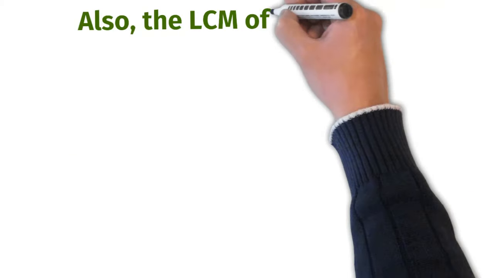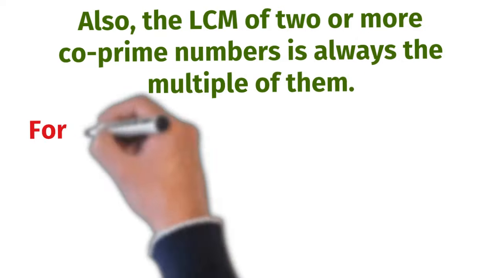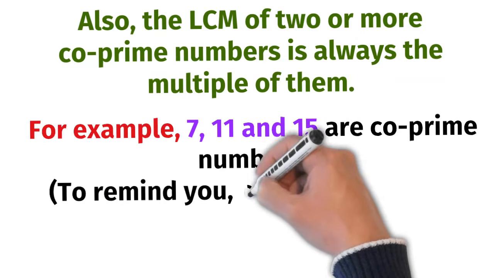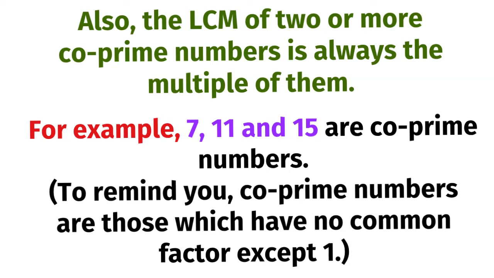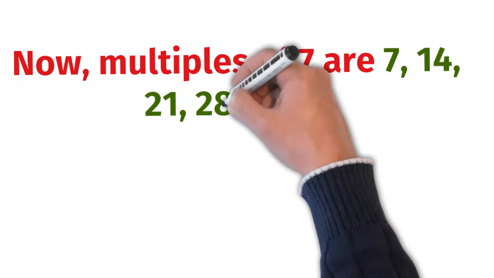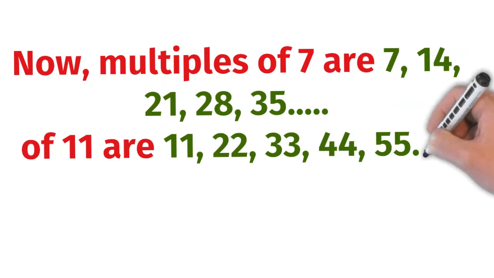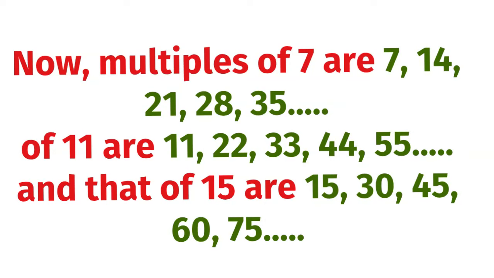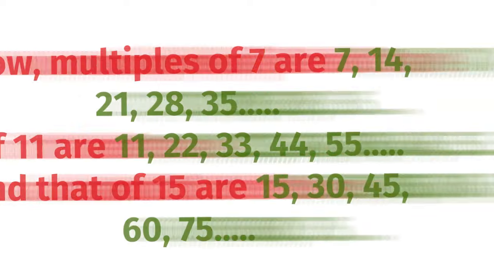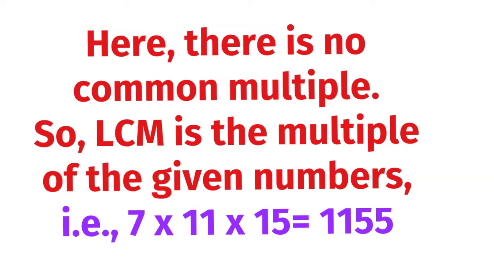Also, the LCM of two or more co-prime numbers is always the multiple of them. For example, 7, 11 and 15 are co-prime numbers. To remind you, co-prime numbers are those which have no common factor except 1. Now, multiples of 7 are 7, 14, 21, 28, 35, etc. Of 11 are 11, 22, 33, 44, 55, etc. And that of 15 are 15, 30, 45, 60, 75, etc. Here there is no common multiple of them. So LCM is the multiple of the given numbers, that is 7 into 11 into 15 equal to 1155.